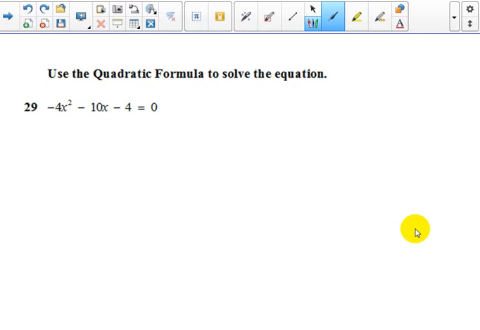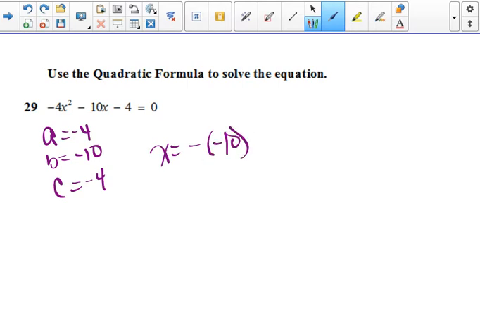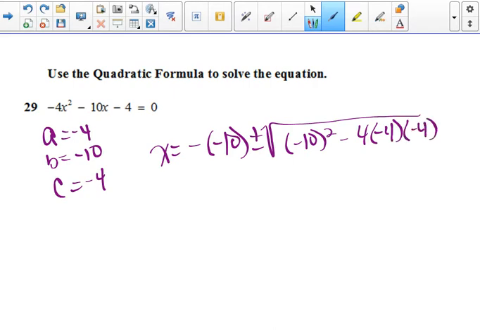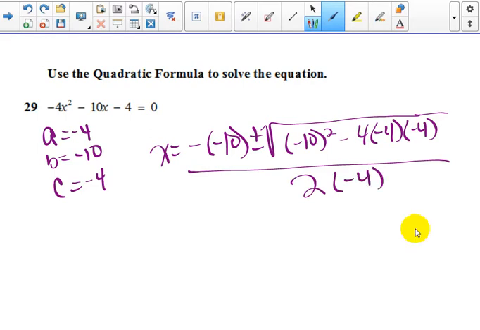29 says use the quadratic formula to solve the equation. So our a, make sure it's in standard form. It is. So a is equal to -4, b is equal to -10, and c equals -4. So we're going to do the quadratic song. The x equals -b plus or minus the square root of b squared minus 4ac, all over 2a. So there it is.